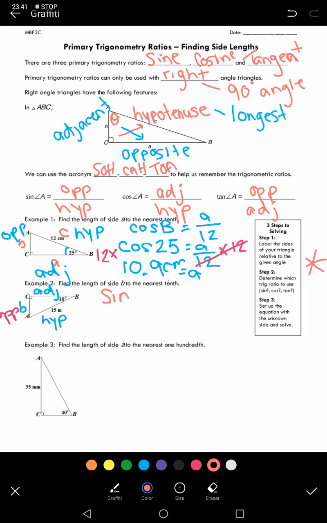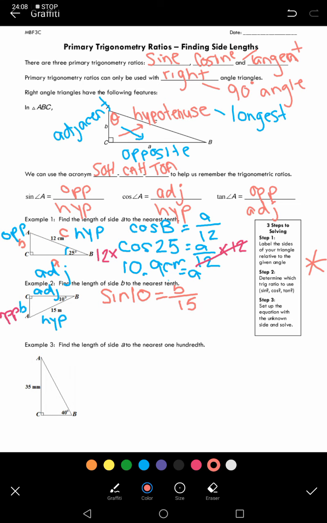Now, step 3 is to set up that equation with the unknown side and solve it. So I'm going to plug in my angle measurement, which is 10. Then sine is opposite over hypotenuse. So my opposite is my variable, just b, and my hypotenuse is 15. So again, this looks very similar to the one above, right? At this point, all we need to do is solve for b.